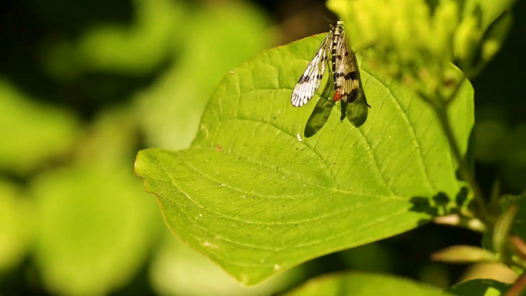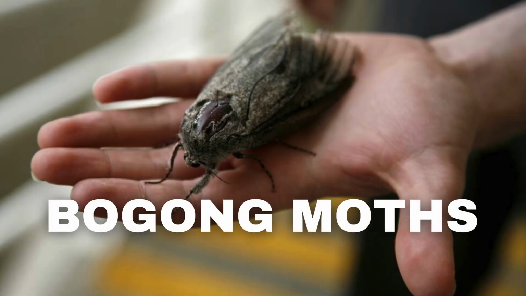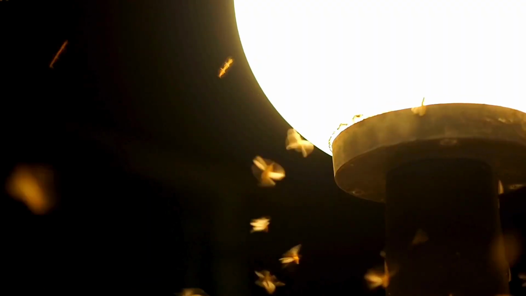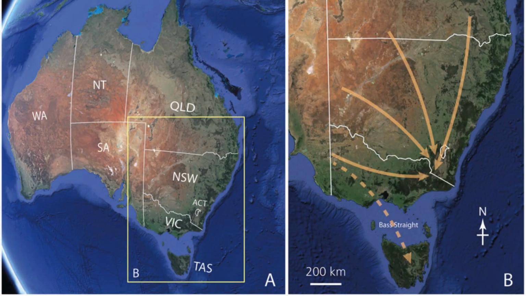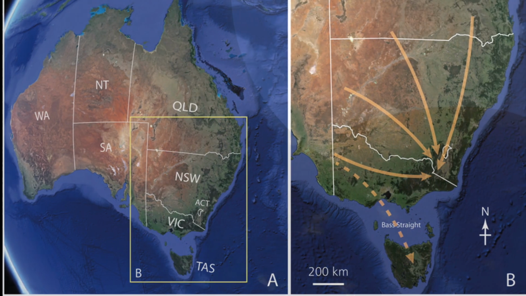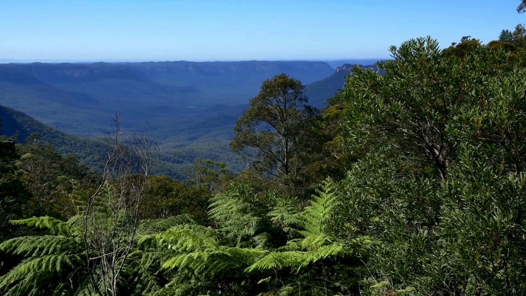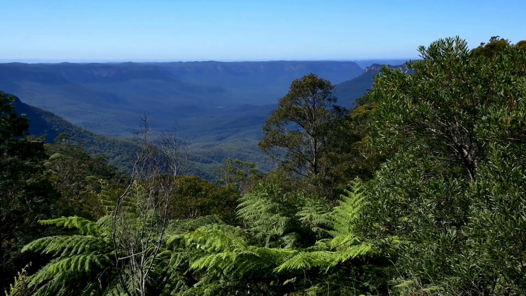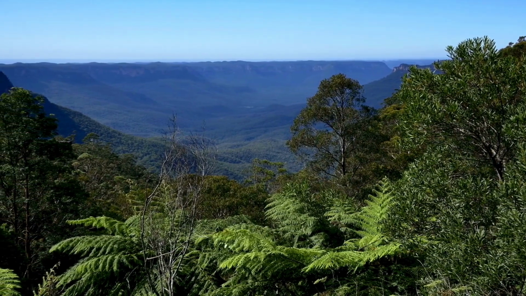Even insects contribute to this process. Bogong moths in Australia migrate in huge numbers from lowland breeding grounds to alpine areas. Their bodies provide a crucial nutrient input to nutrient-poor mountain ecosystems.